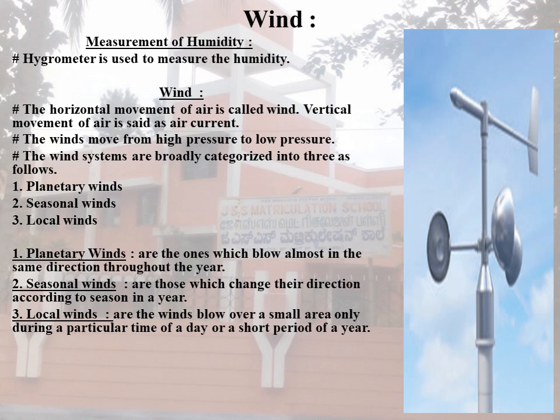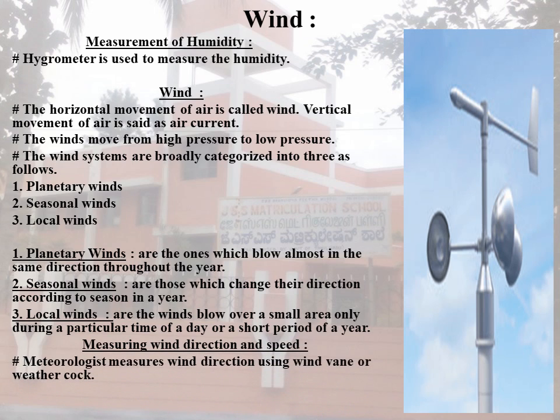Do you know? Al-Balkhi, an Arab geographer, collected climate data from Arab travelers and prepared the first climatic atlas of the world, measuring wind direction and speed. Meteorologists measure wind direction using a wind vane or weathercock. Wind speed is measured by an anemometer.